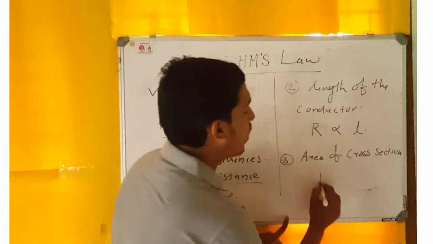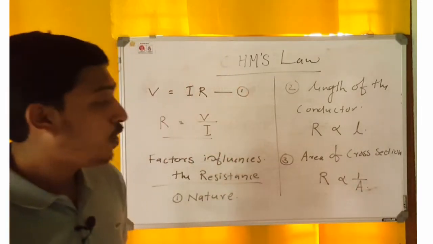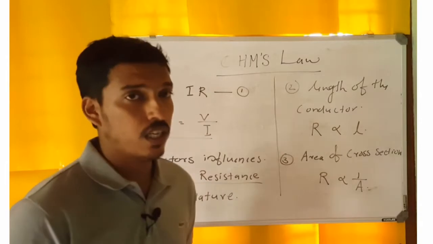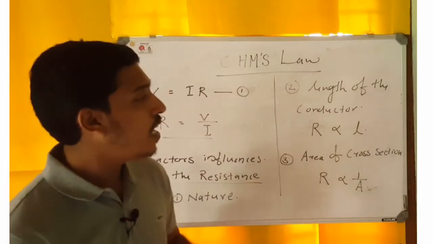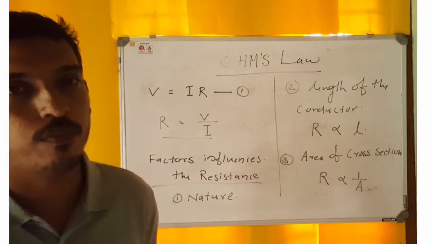So here the resistance is inversely proportional to the area of cross section, which means when the area of cross section increases, the resistance will decrease, and vice versa. So these are the three factors that influence the resistance of a conductor.